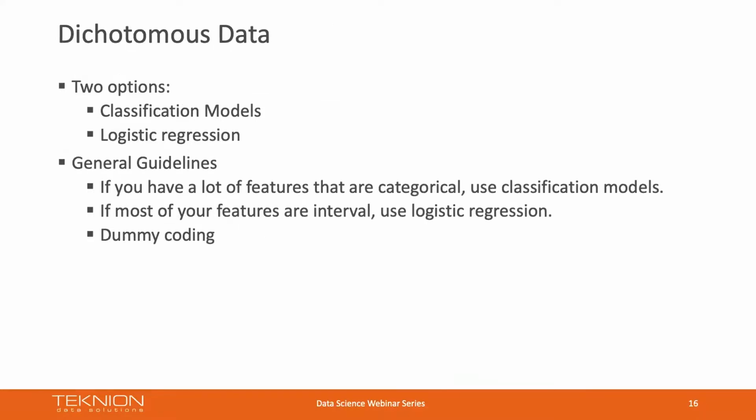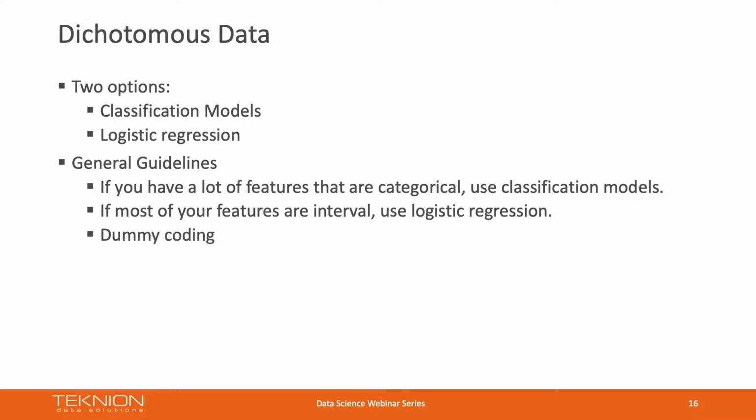Now, what about when we have just dichotomous data? We have 2 options on this. We can do classification models, as we've talked about before, or we can do logistic regression. It's like the regression before, but instead of predicting a singular outcome, we're predicting probabilities. It's a little bit more difficult, but here are the general guidelines. How would you know, when our data is dichotomous, when do we use classification models and when do we use logistic regression? When does it make sense?